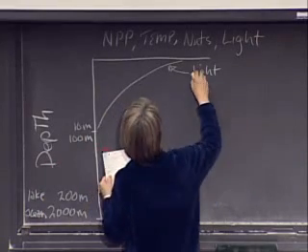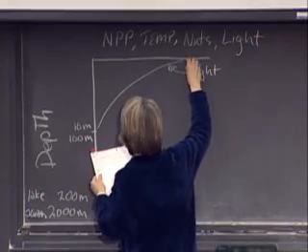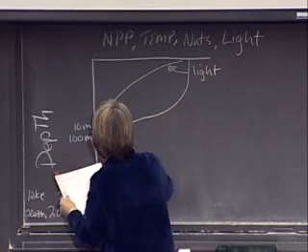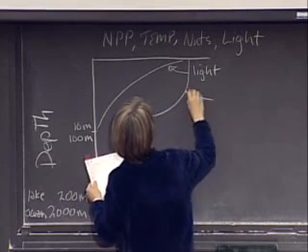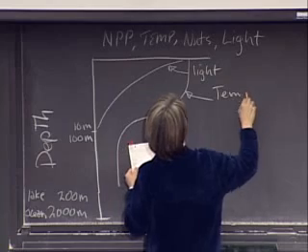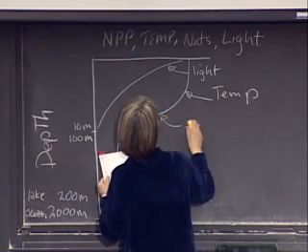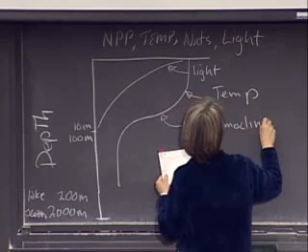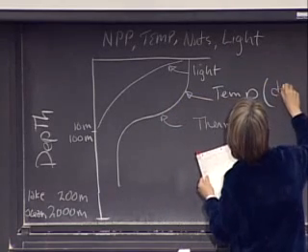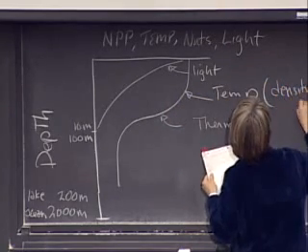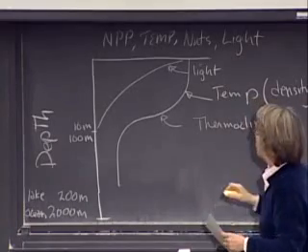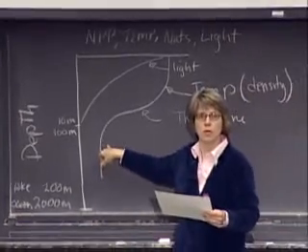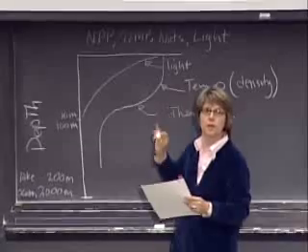So then now we're going to plot temperature, which looks something like this. And this is what's called the thermocline. And we can also think of this as density.